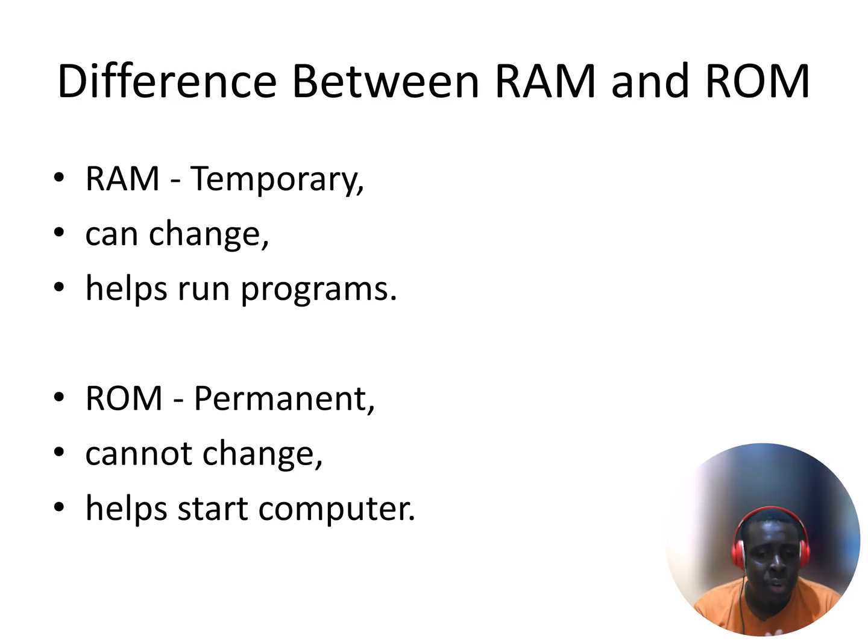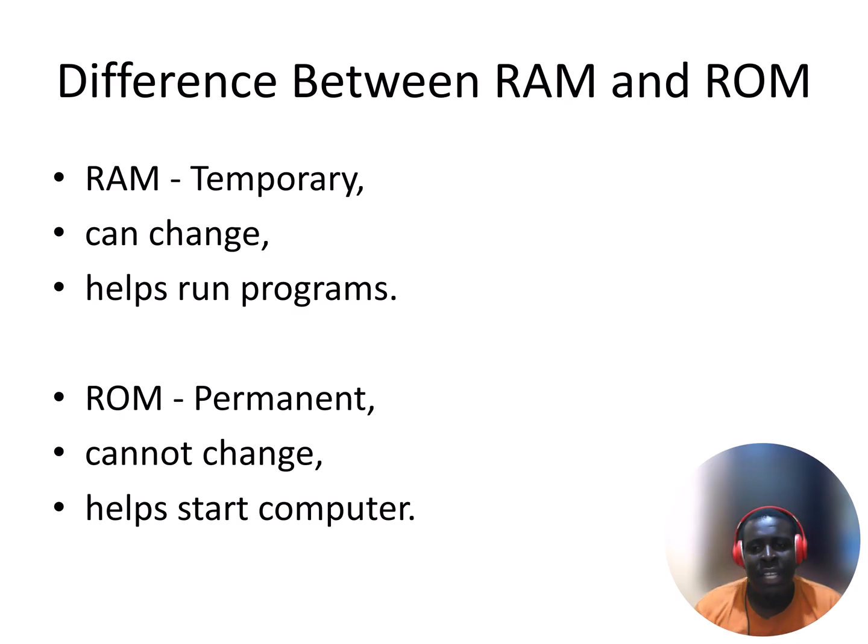RAM is a temporary memory, meaning it is a volatile memory. RAM can be changed because it has slots that you can just pick out, clean, and put new ones in. Then it helps programs to run on the computer. But ROM is permanent, cannot be changed, and it helps the computer to start.